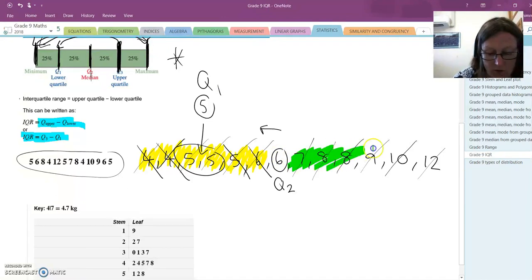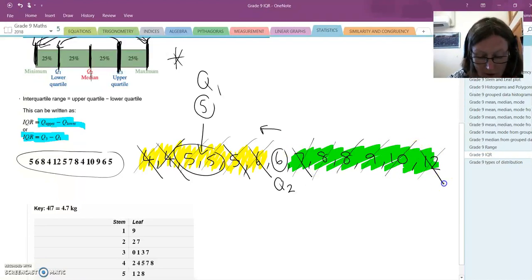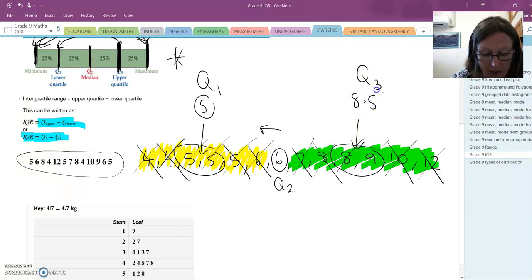I'm now going to look at the scores to the right of the median. So I'm now going to look at the green scores, and I'm going to work out the middle of those scores. So lowest with highest, lowest with highest. I'm left with two scores. The score in the middle of those two scores is 8.5, and that is my Q3.